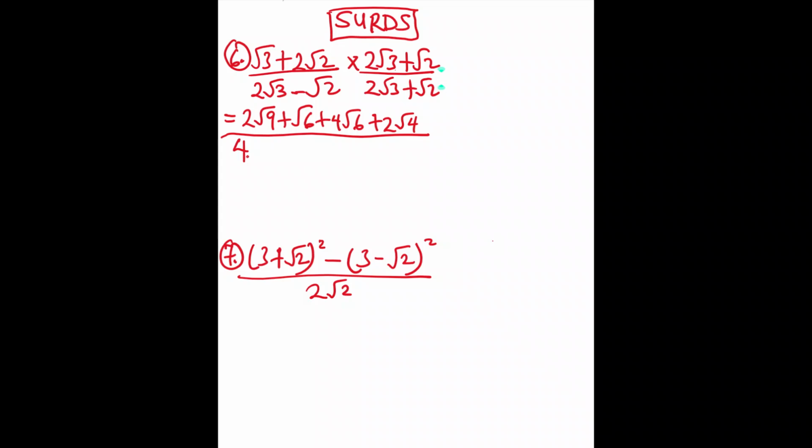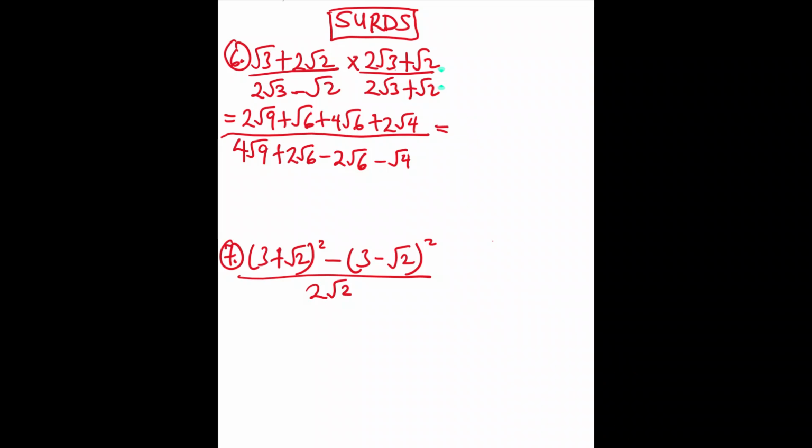Okay, over 2 root 3 times 2 root 3 will give us 4 root 9. 2 root 3 times root 2 will give us plus 2 root 6. Okay, minus root 2 times 2 root 3 will give us minus 2 root 6. Okay, and then minus root 2 times root 2 is minus root 4.